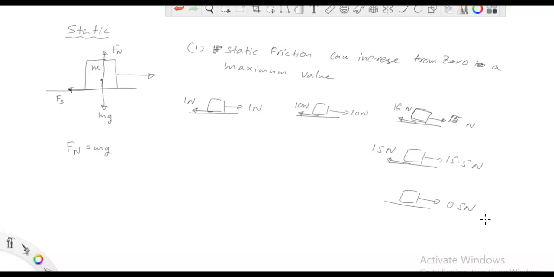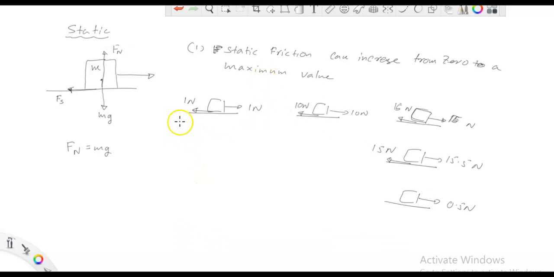So friction can, starting from 0, reach a maximum. This maximum depends on the type of the two surfaces, right? That means the coefficient, and also the normal force that comes from how heavy the object is. So up to that point, you are under static friction. Once it starts moving, it switches to kinetic friction, right?